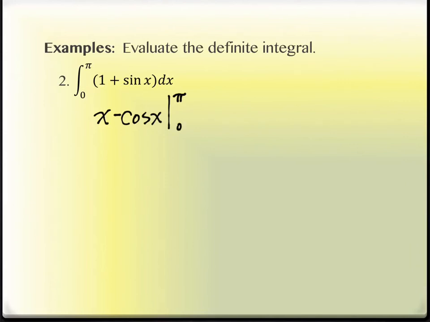So we're going to substitute pi in. So I have pi minus cosine of pi. And I'm going to subtract off 0 minus the cosine of 0. Is that already good so far?